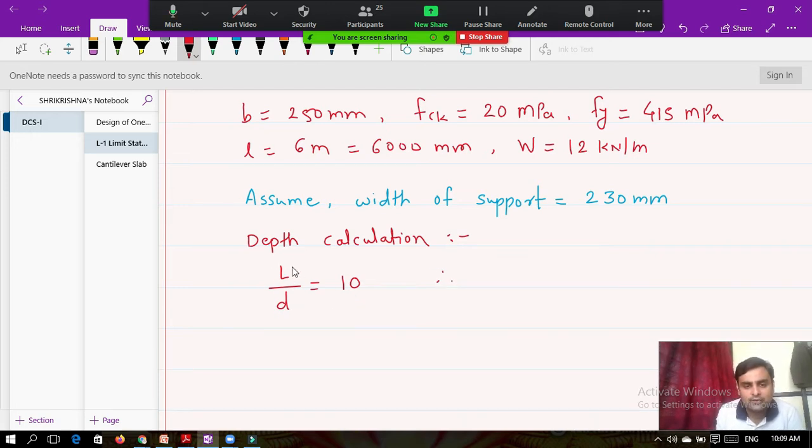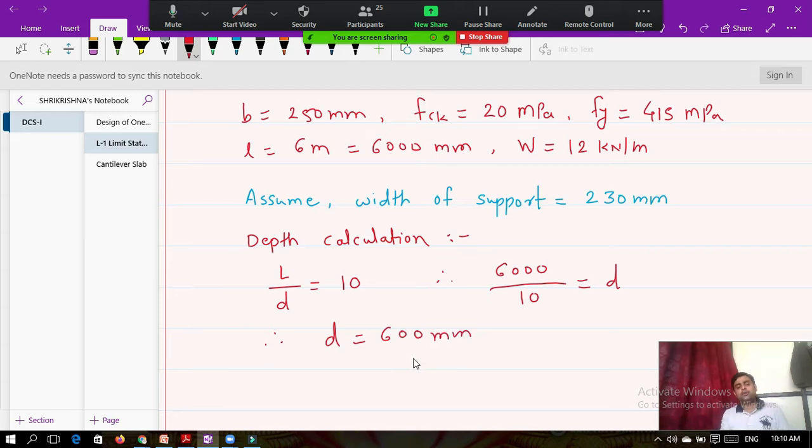The value of L. L is nothing but span. Span is what? It is 6000, divided by 10. Sorry, I shift this 10 to the left hand side and this D to the right hand side. So D is equal to 600 mm. So we got the effective depth of the beam as 600 mm.